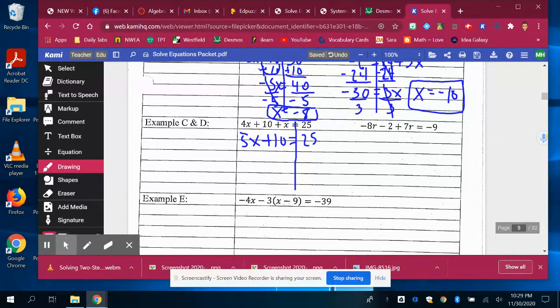Now I have a two-step equation where I can subtract 10 from both sides. I get 5x, because these cancel out, equals 15. I'm not done yet because I have to get rid of this 5. And I get x equals 3, because 15 divided by 5 is 3. Go ahead and pause and you try example D here, this next one.